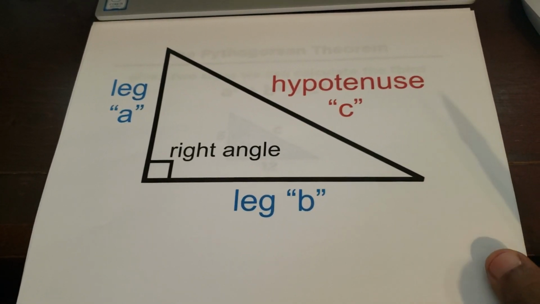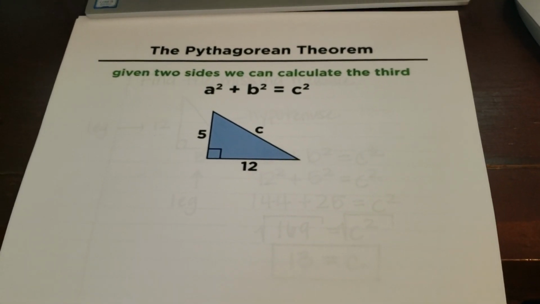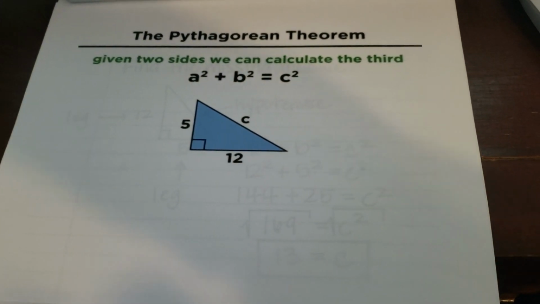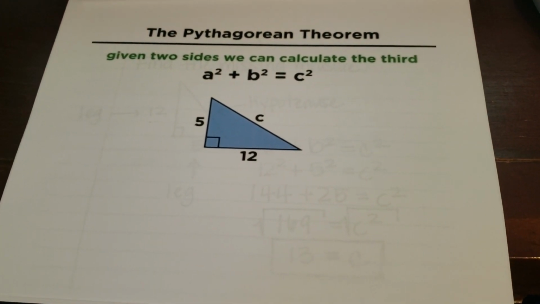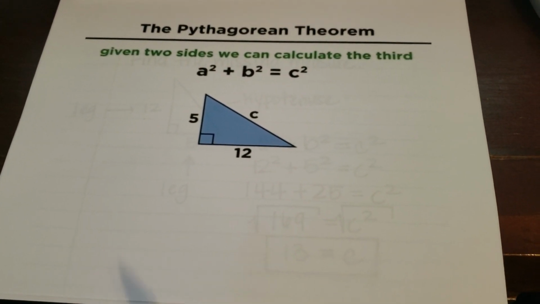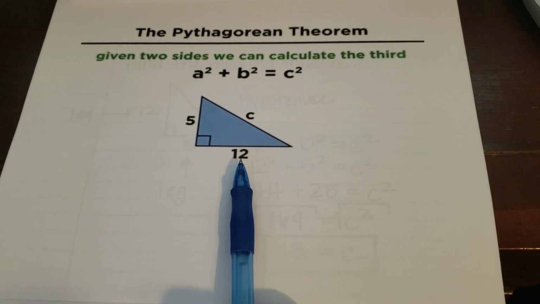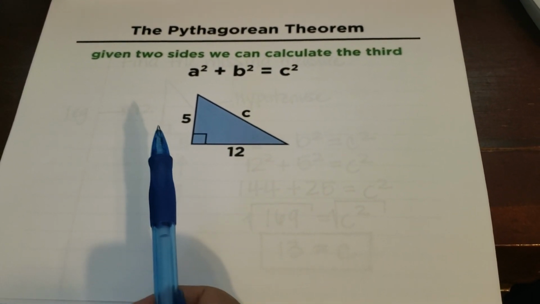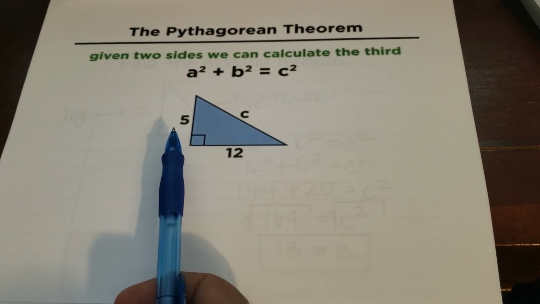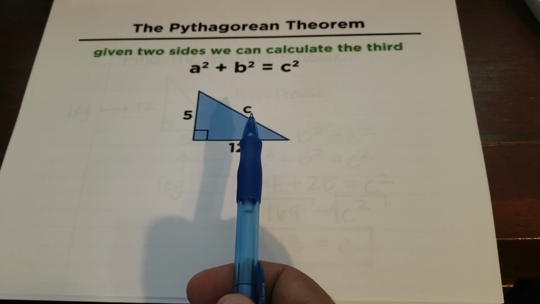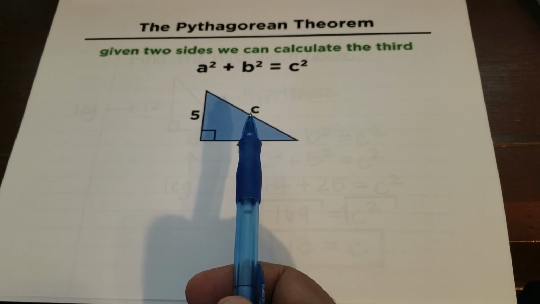So the theorem goes like this: a squared plus b squared equals c squared. In other words, if you square this side plus the square of this side, it's always going to be equal to the square of the longest side.